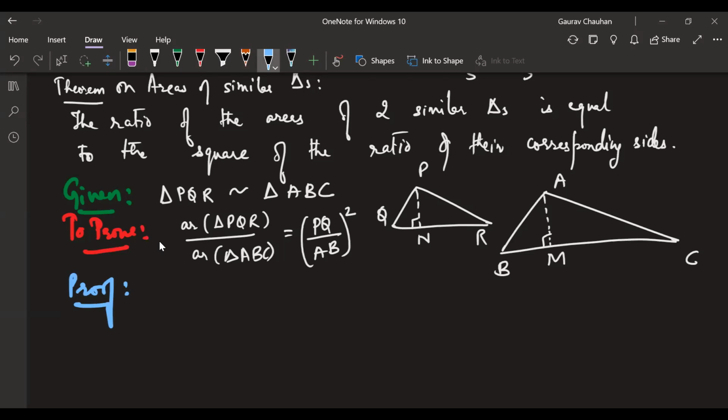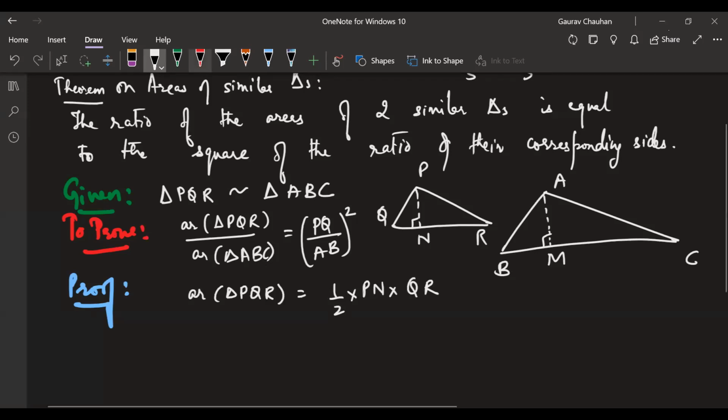First of all, let's find out what my LHS value is, which is, if I took the area of triangle PQR, what will I get? Can you quickly tell me the formula of the area of triangle PQR? MG, can you do this with me? What's the formula by looking at this diagram? Sir, half into PN into QR. PN into QR, perfect. Half into base into height.